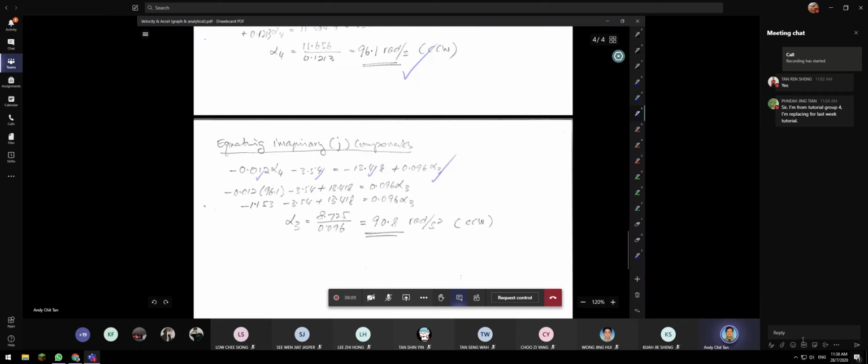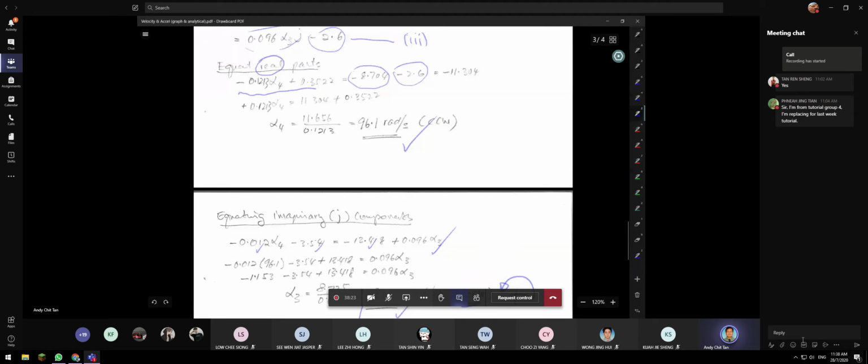You rearrange and you can work out your alpha 3. Because your answer here is positive, your direction is counterclockwise, which is this direction. Here also positive, therefore your direction is also counterclockwise. If it's negative, then it should be clockwise. This is something you have to remember of your assumption.